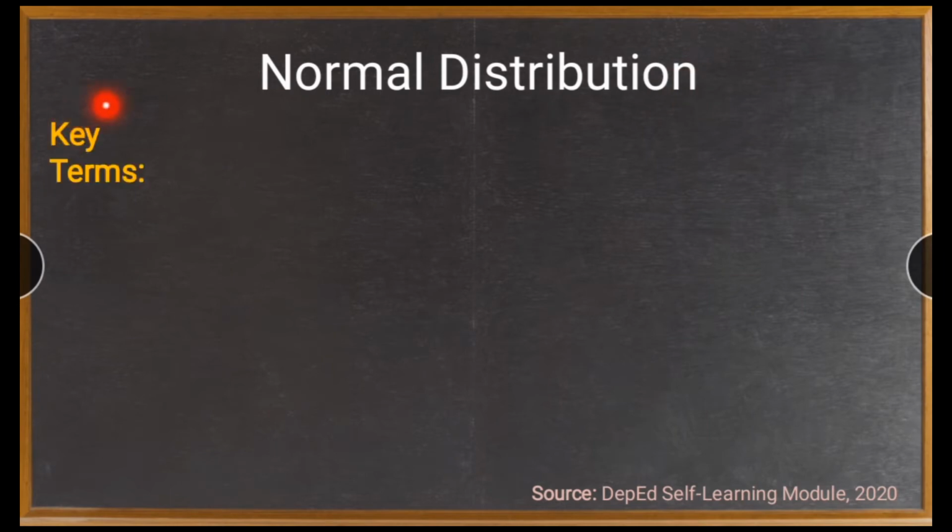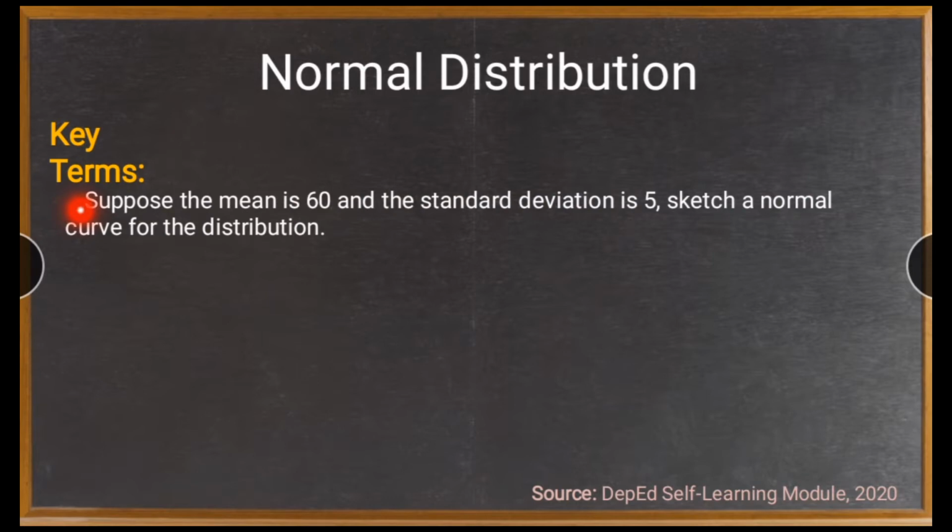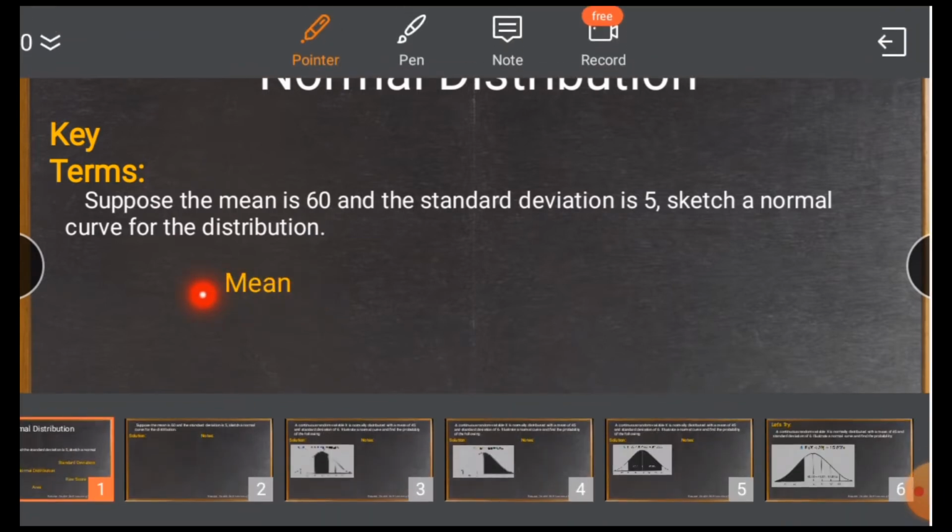Same thing, we are going to have the key terms first. And we will consider this situation, this problem. Suppose the mean is 60 and the standard deviation is 5. Sketch a normal curve for the distribution. Given this problem, we will now define the mean.